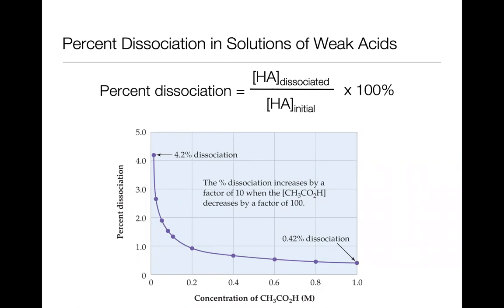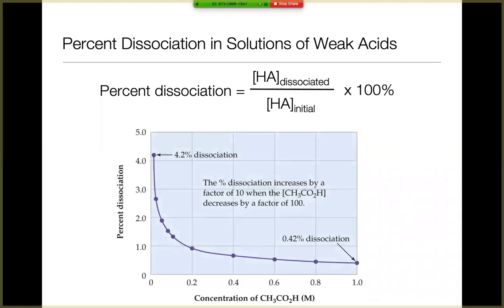So percent dissociation is pretty straightforward. When we look at the equation, it's basically a ratio comparing how much acid I started with, so that's the protonated acid, and then how much has dissociated. And so this is going to be affected by Le Chatelier's principle. It's actually at lower concentration.